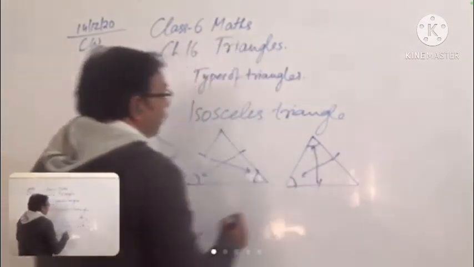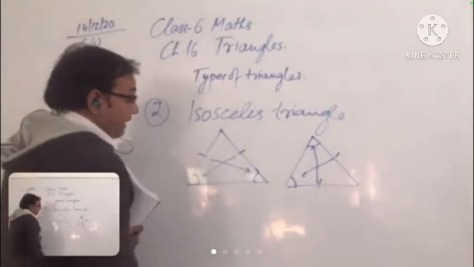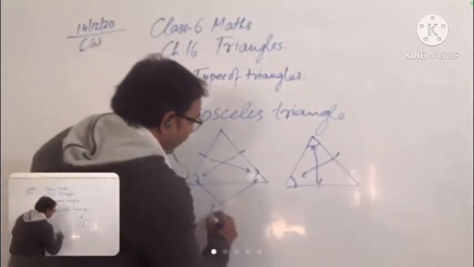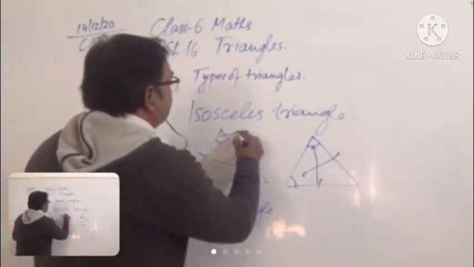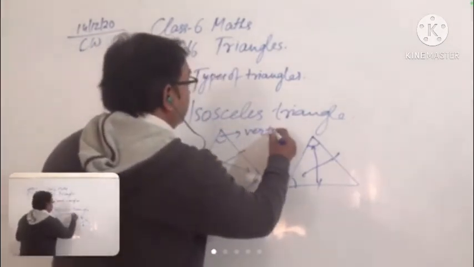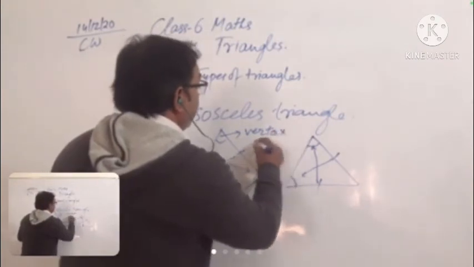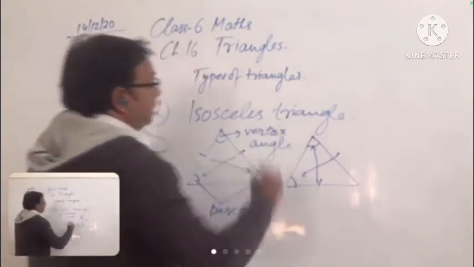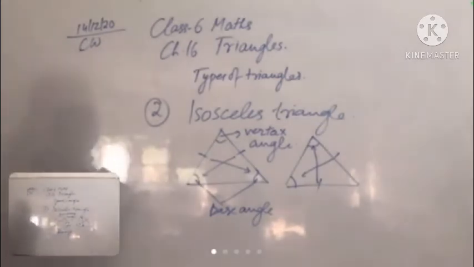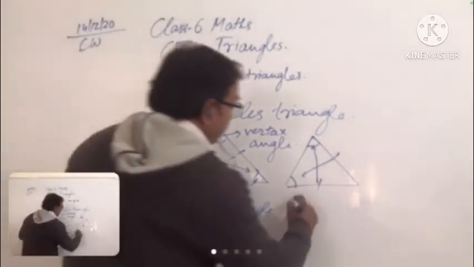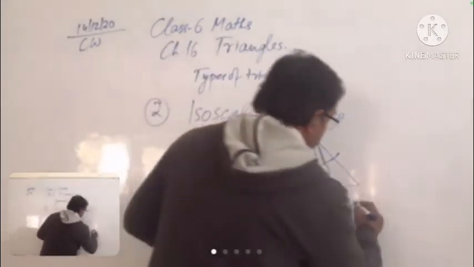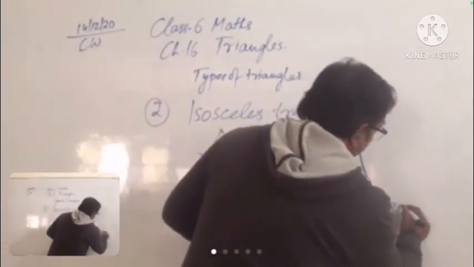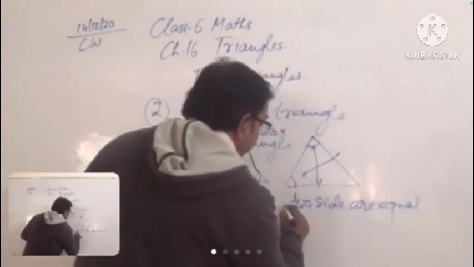Now you have to check, it is very important: if two sides are equal, then it is an isosceles triangle, and the angles opposite to the equal sides are equal. You can check by looking at the triangle. In this video you see two triangles, and the angles opposite to the equal sides are equal.